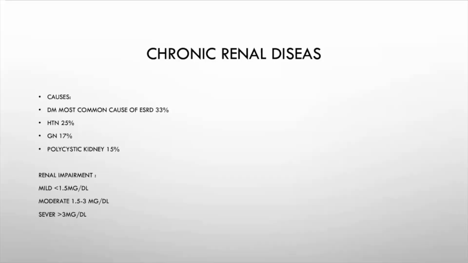This diabetes mellitus is the most common cause of end-stage renal disease, and it accounts for 33% of women. So you can write down that the most common cause of end-stage renal disease is diabetes mellitus. The next is hypertension. Hypertension is also a common cause of chronic renal disease, and it accounts for 25%.